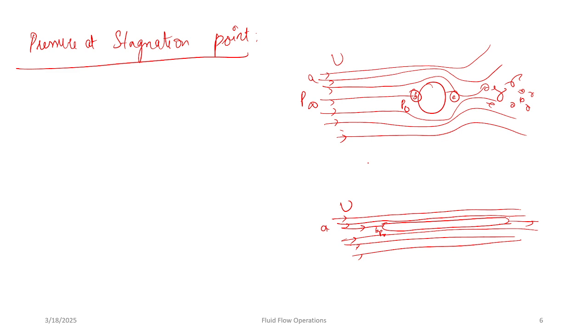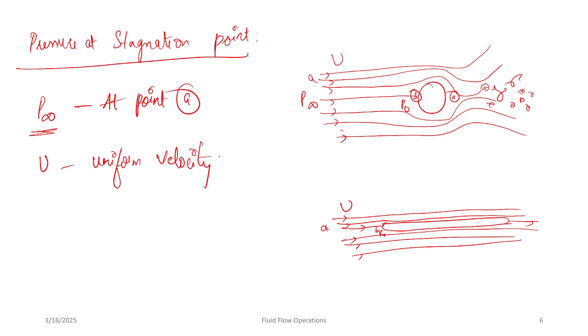So let's say that the pressure at the upstream, that is at the location A, let's say the pressure is P infinity, and this is not influenced or affected by the presence of the body, cylinder or flat plate. And let's say U is the uniform velocity of the fluid or liquid, and the pressure at the stagnation point is denoted by P naught, right?